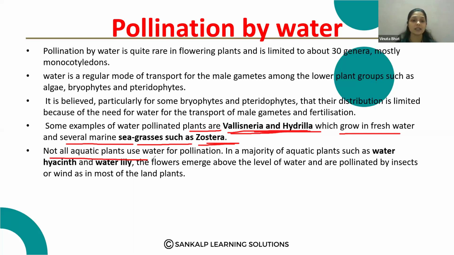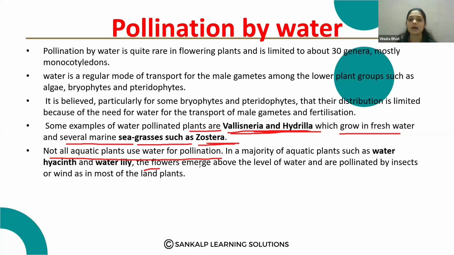Not all aquatic plants use water for pollination. So if a plant is growing in water, not all plants are using the water for their pollination. For example, water hyacinth and water lily.